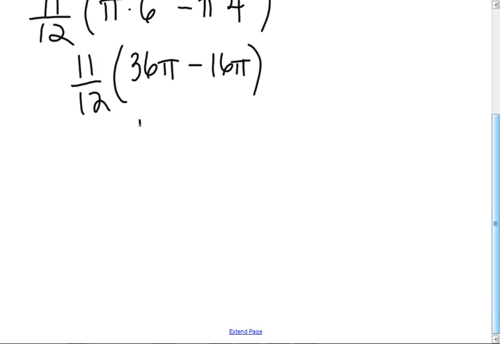11 twelfths of what? 20 pi. And yeah, we could reduce it, but it's fine. We got the answer. Yeah, I mean, it's pretty close to 20 pi. 11 out of 12, maybe it's 18 point something. I don't know, I just know it's pretty close to 20. And that's what you do with the annuluses.